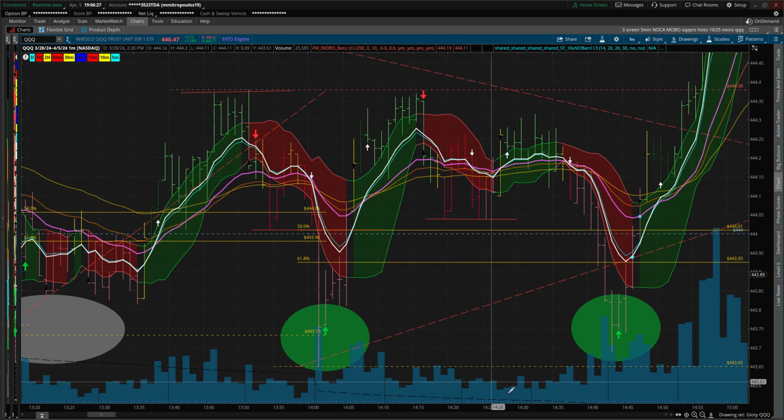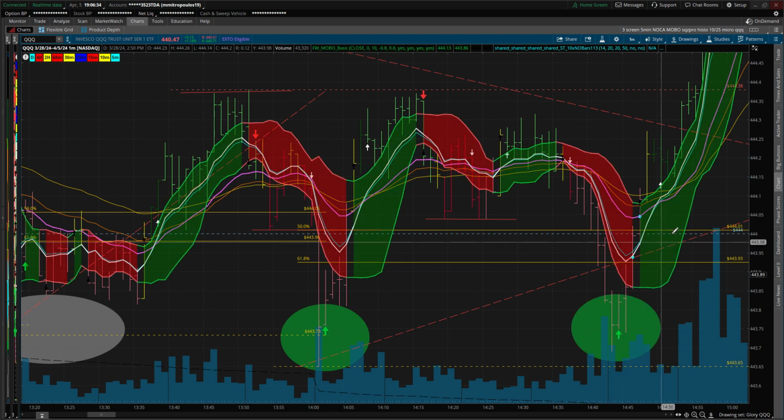All right, so here we go. We come down here. We get within 4 cents of the level, start shooting up, candle opens, get in.